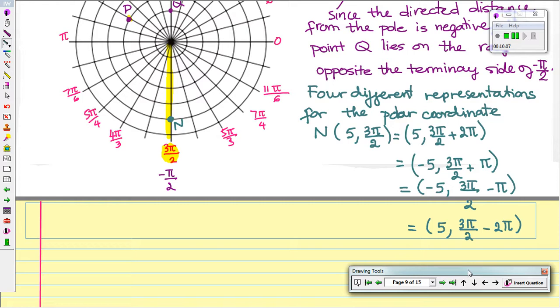So here we are. These are the 4 different representations for the same polar coordinate point N, which is 5, 3 pi over 2. And it's also the conclusion for this video.